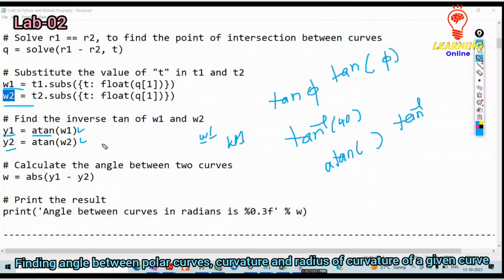Then later what I need to get? I need to get the absolute value of y1 minus y2. So w is equal to the absolute value of y1 minus y2. After this evaluation, I need to get this output now. What is this w? So print the result: angle between the curves in radians, whatever is there in the form of radians. So the percentage of 0.3 f, because the float which is there now, we are going to make that evaluation with respect to the 0.3 variation.